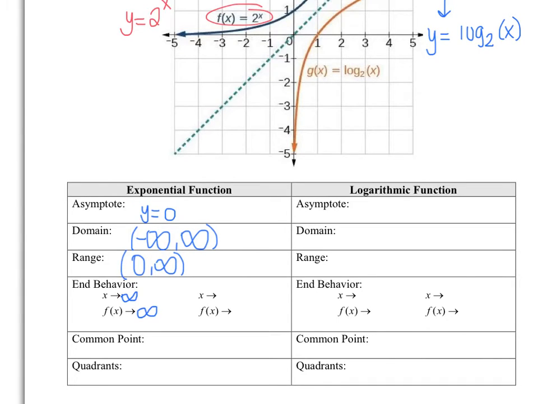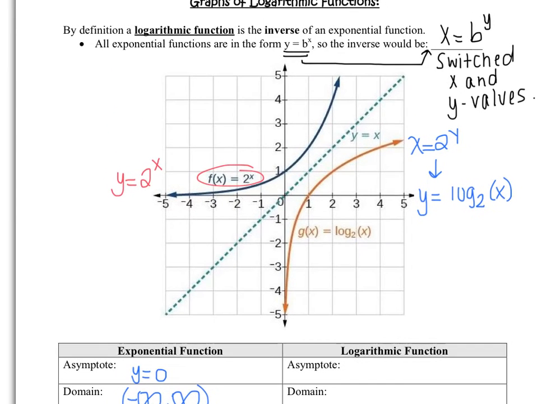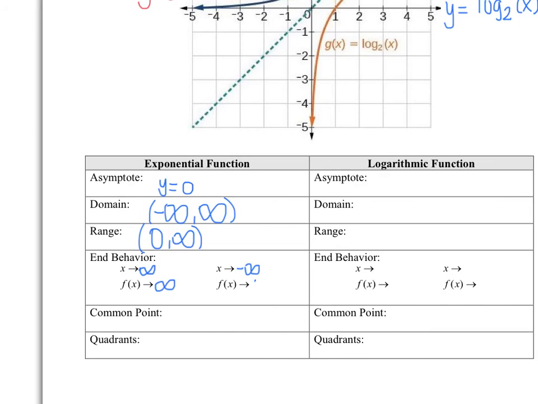Okay, now the second part to the end behavior is as x approaches negative infinity. So let's see. As x gets smaller and smaller and smaller and smaller, what happens to y? Well, look, y is decreasing. It's getting smaller and smaller and smaller and getting closer to 0. Never hits it, but it's getting closer to it. So it's approaching 0.